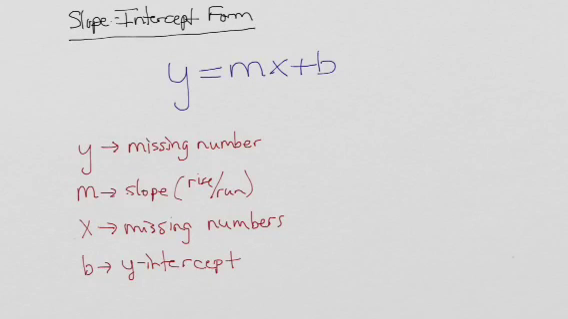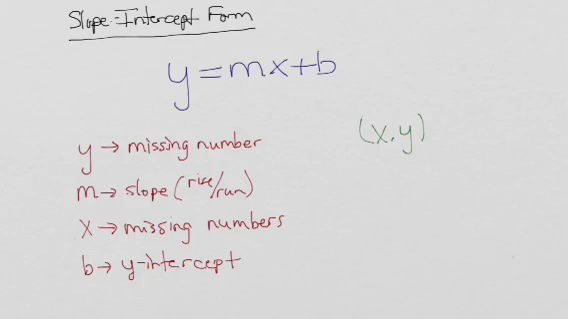Good morning. Today's mini lesson is going to be on slope-intercept form, y equals mx plus b. First off, let's just go over what those letters stand for. The y is a missing number, part of, again, an x, y coordinate.